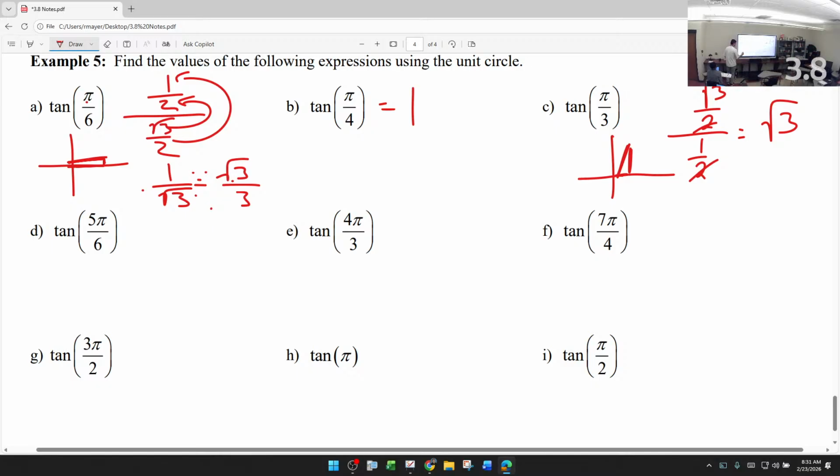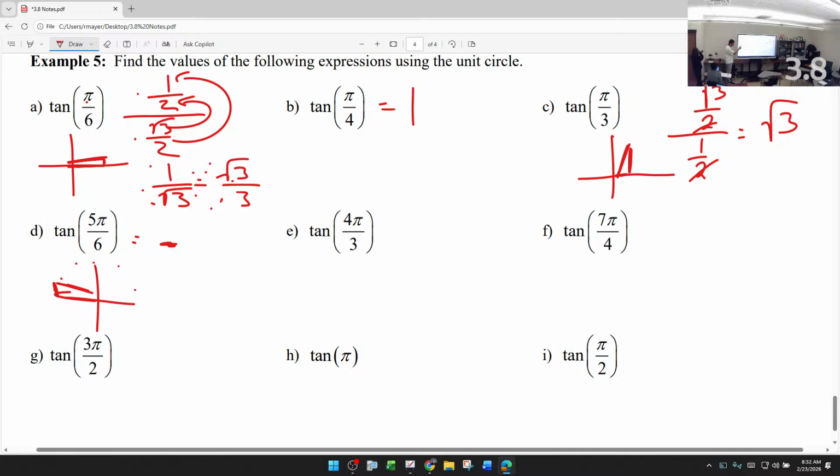5 pi over 6: 1 sixth, 2 sixths, 3 sixths, 4 sixths, 5 sixths. Negative. It's negative, because it's sine over cosine. Sine's positive, cosine's negative. Negative. Sine's the short one, cosine's the long one. So you're either going to have 1 over the square root of 3 or square root of 3 over 3, negative. You'll start getting these down after you do it for so long. Negative though, that's where we mess up a lot of times.